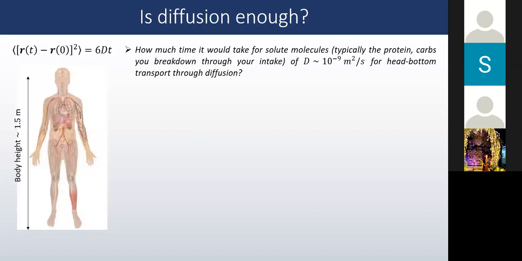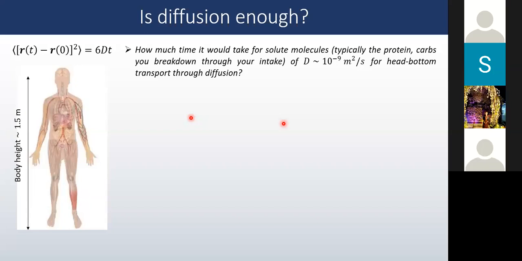Anyone? Just give me an order-of-magnitude answer. This is the equation in 3D. I have given you the length scale, and I have given you D also. You just need to calculate this time. It seems like a nanosecond, I mean, if I see 10 to the minus 9 square per second.